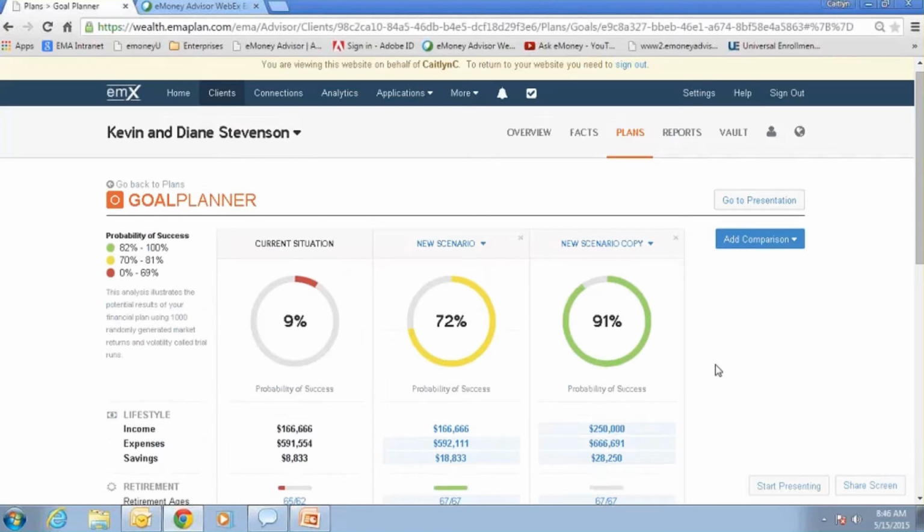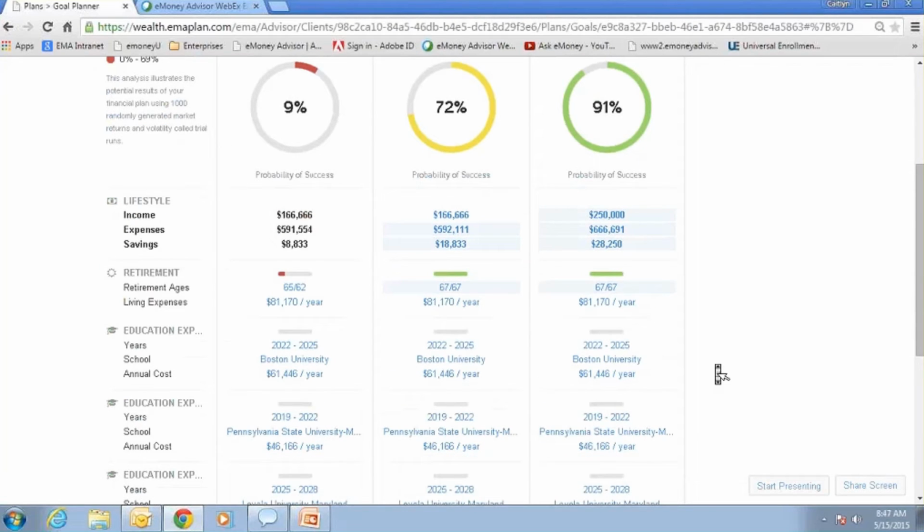And we're at 91%. So we described that in the very beginning when we talked about Monte Carlo. Green is a level that we want to be at. We feel very comfortable with your probability of success there. And if you need to make these different sacrifices to get there, then we're all comfortable with that.